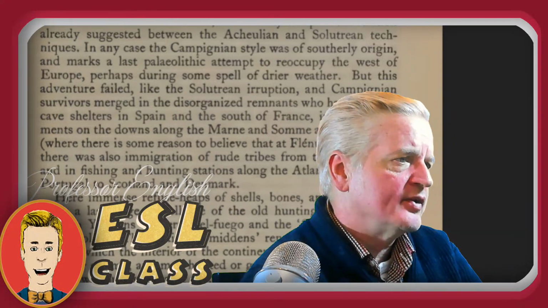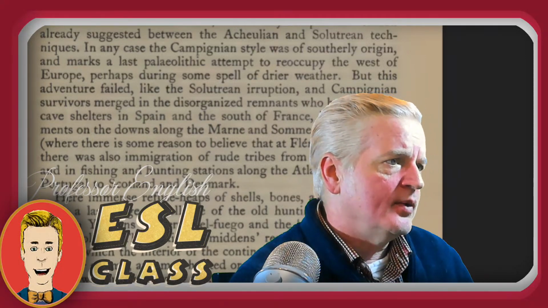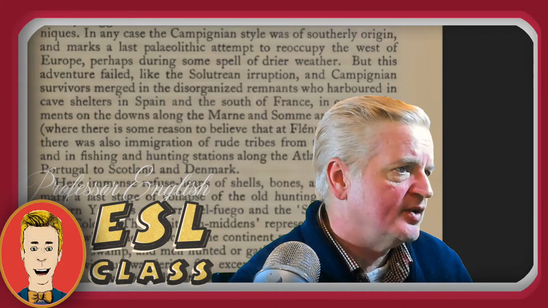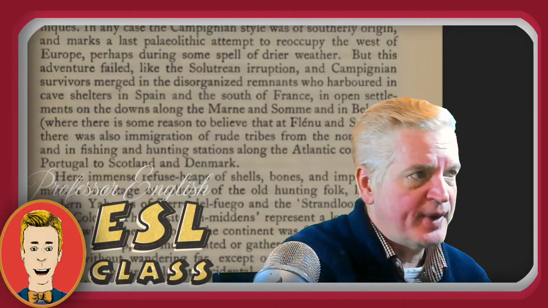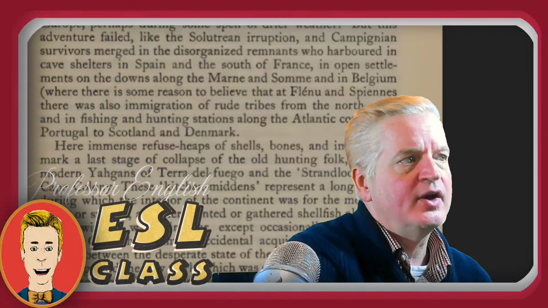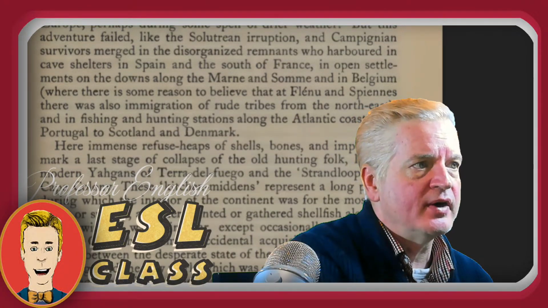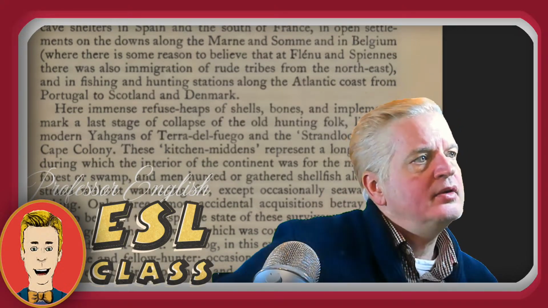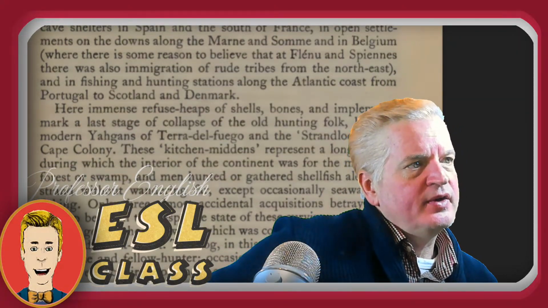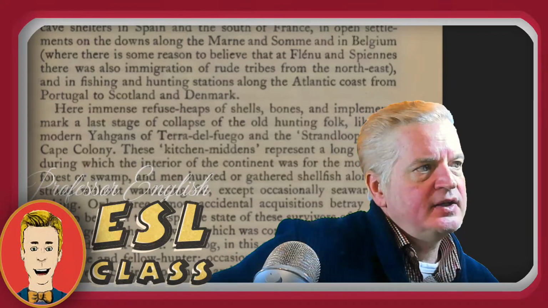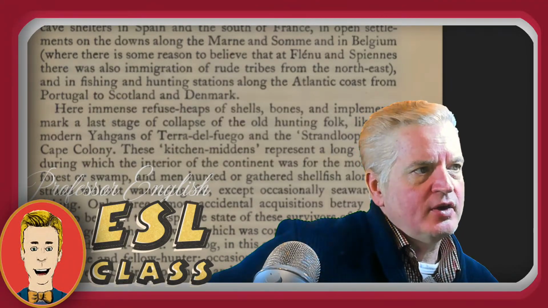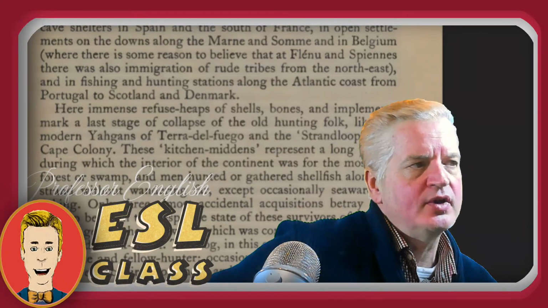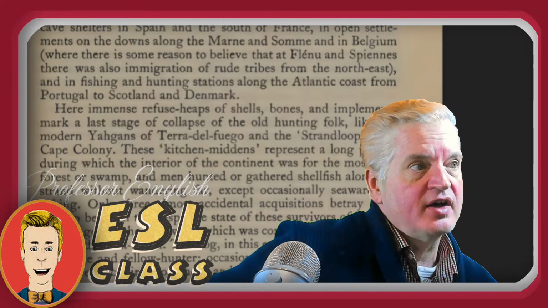But this adventure failed. Like the Solutrean eruption, the Campanian survivors merged in the disorganized remnants who harbored in cave shelters in Spain and in the south of France, in open settlements on the downs along the Marne and Somme, and in Belgium, where there is some reason to believe that at Flenu and Spienne there was also immigration of rude tribes from the northeast, and in fishing and hunting stations along the Atlantic coast, from Portugal to Scotland and Denmark.